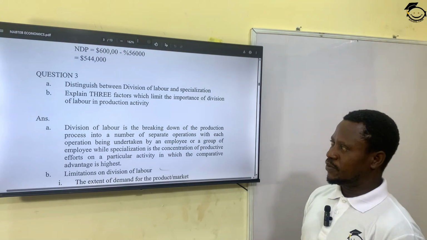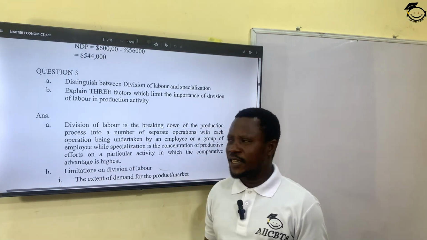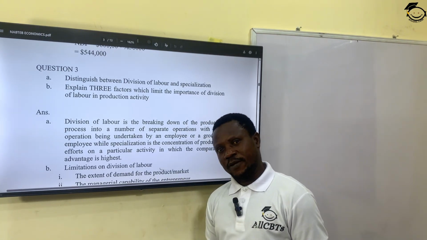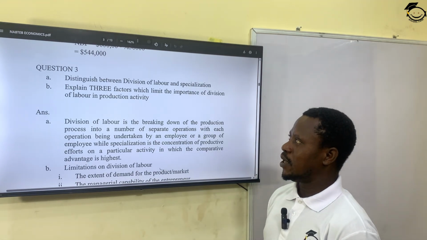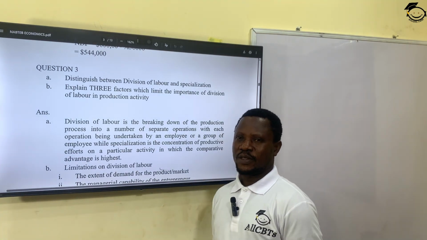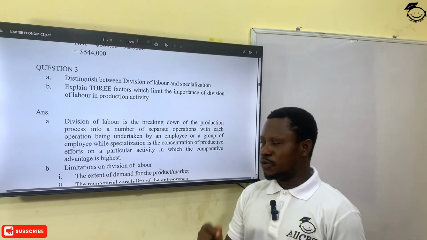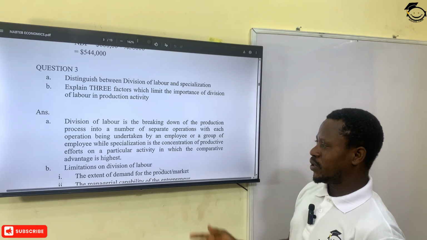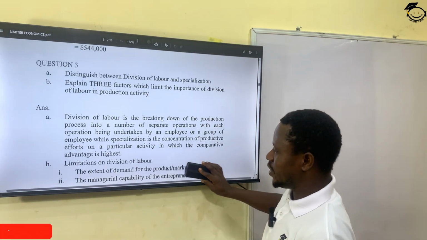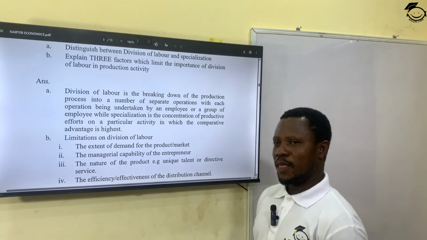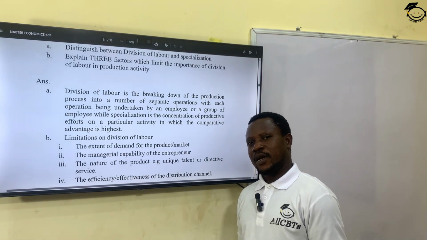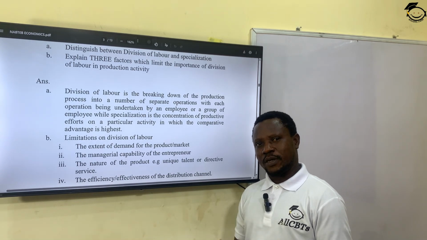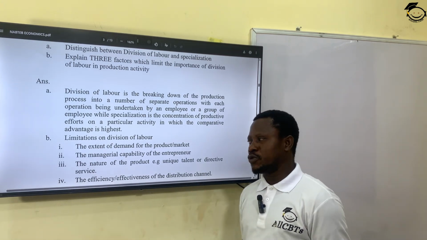Okay? The second question here says, explain 3 factors which limit the importance of division of labor in production activity. Of course, everybody agreed that division of labor is very important when you talk about the production process. But there are some limiting factors that may not allow this division of labor to function perfectly well in the course of production activity. The first of them is the extent of demand of that product. How many people in the market are looking out for this particular product? How many are interested in that particular product in the market? That also determines how much you are going to produce.